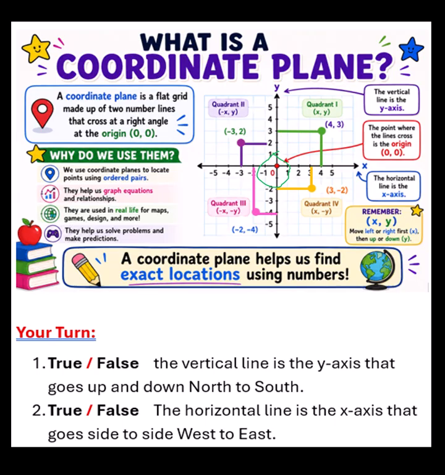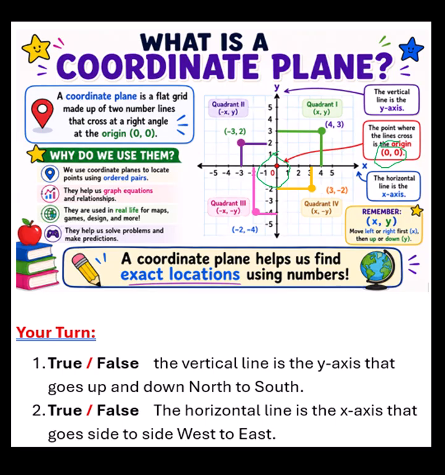We use coordinate planes to locate points using ordered pairs. They help us graph equations and relationships. An ordered pair is like what we just saw, 0 and 0. This right here is called an ordered pair. These coordinate planes are used in real life for maps, games, designs, and more. They help us solve problems and make predictions, and find exact locations using numbers.